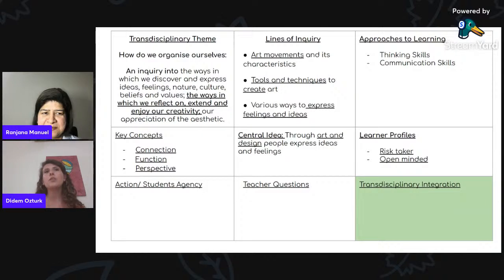When I was reading through, I highlighted the description part of the transdisciplinary theme, and I highlighted the concepts under lines of inquiry like art movements, tools and techniques, being creative, expressing feelings and ideas. I also highlighted the concepts in the central idea, like art and design, and of course, ideas and feelings. And all the key concepts, connection, function, perspective, and the learner profiles, risk-taker and open-minded.